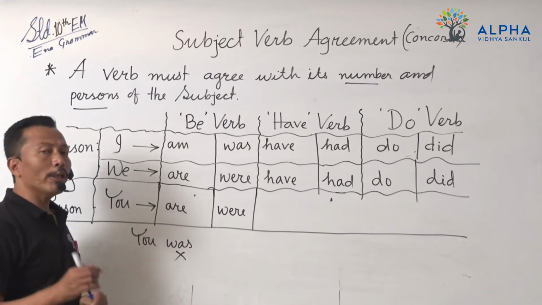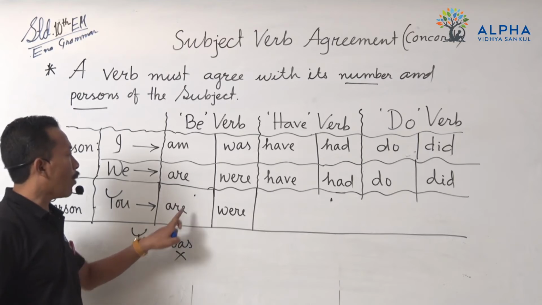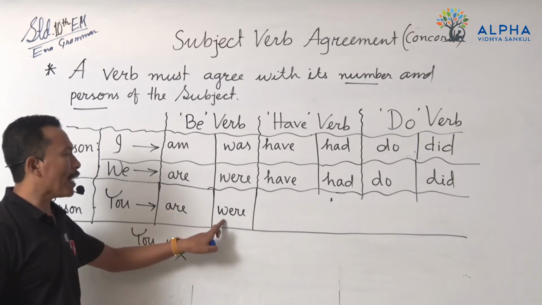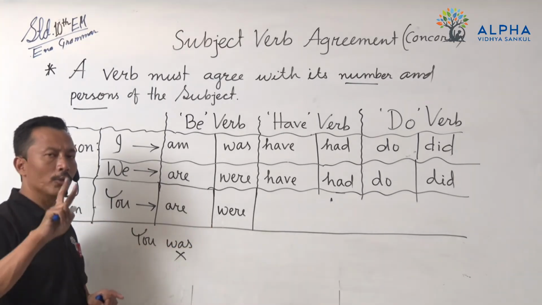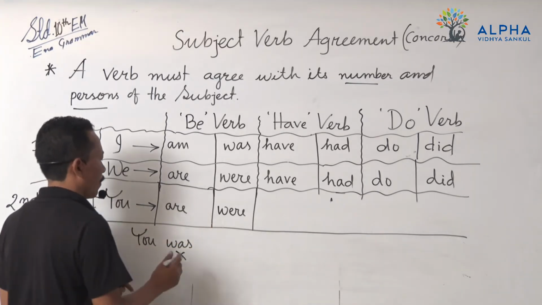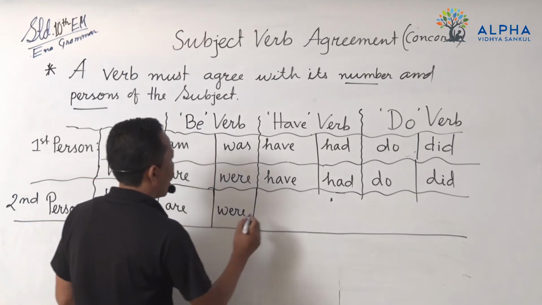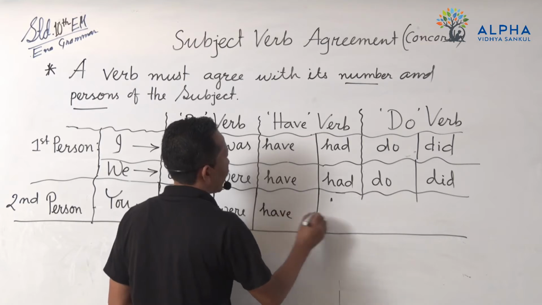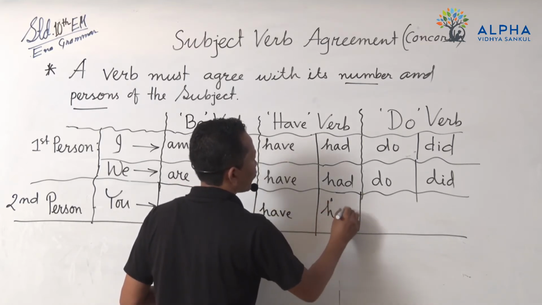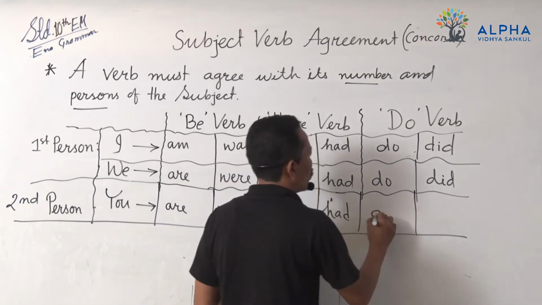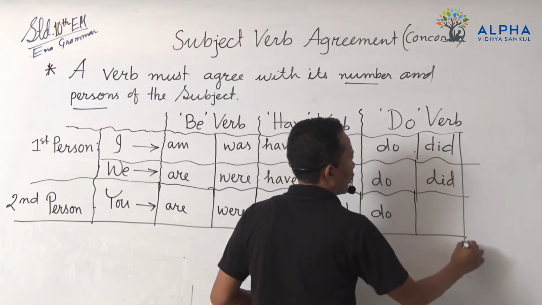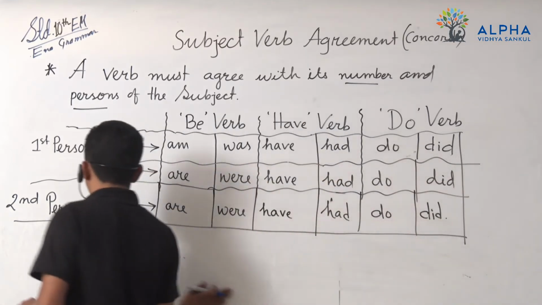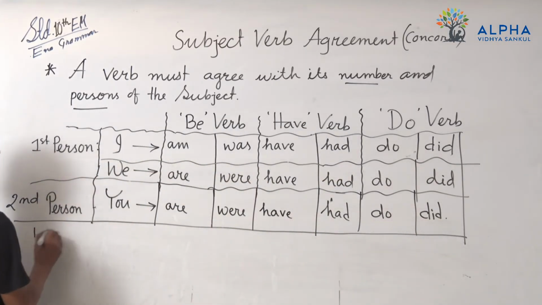For you there are only two options: you are, present tense are, and past tense were. Only two options. Don't confuse yourself. Okay, and for you, have and had, past is had. And here do, and this is did.